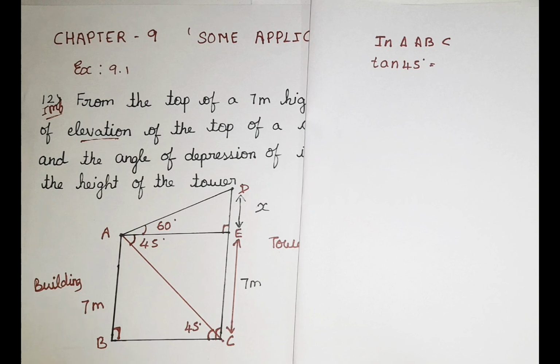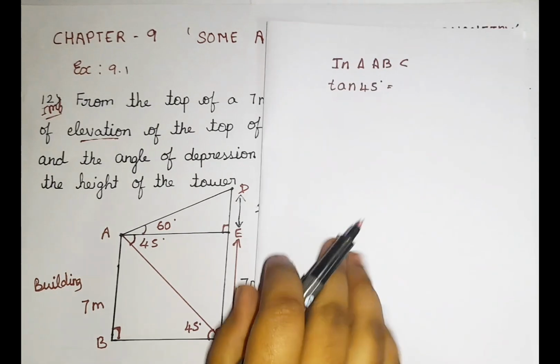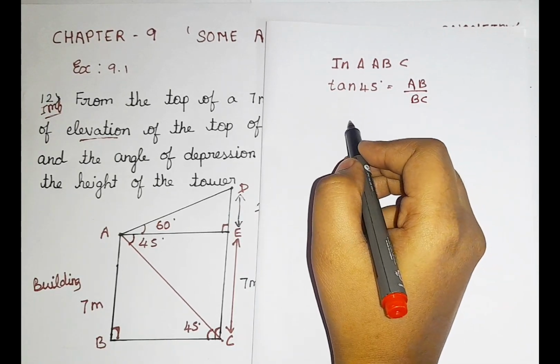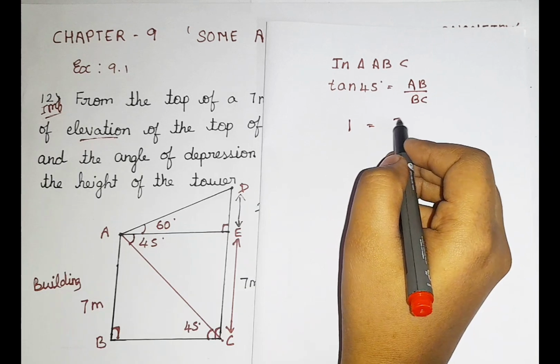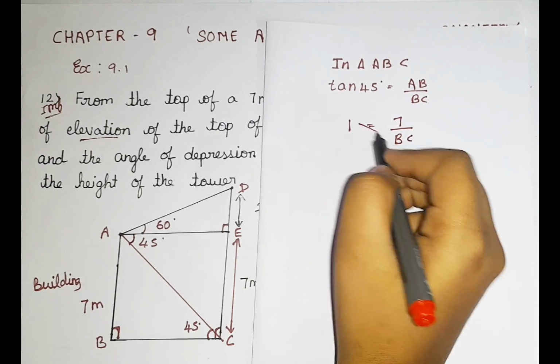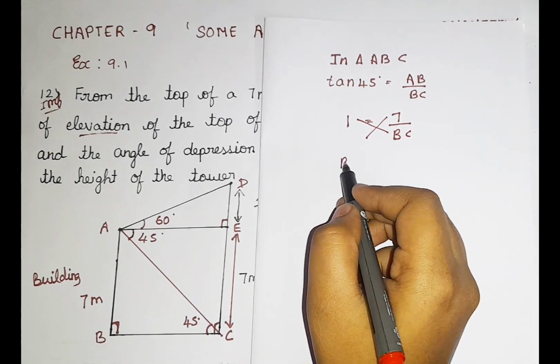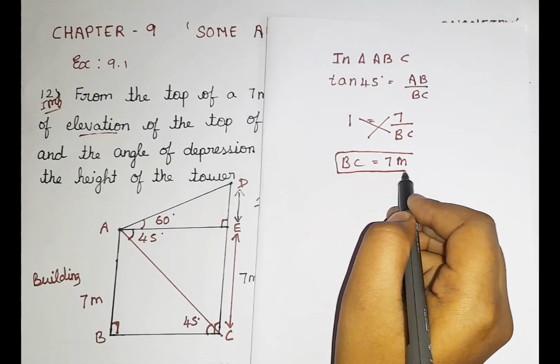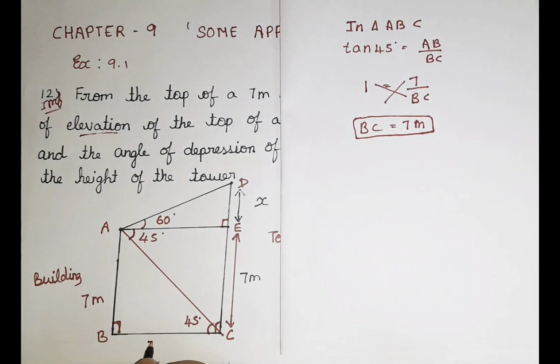Here we are supposed to write opposite side by adjacent side. What is the opposite side, guys? The opposite side is AB and the adjacent side is BC. So let's write AB by BC. Tan 45 degree value is 1, equal to AB value, which is 7, divided by BC. Let's cross multiply. We will get BC is equal to 7 meter. So BC is 7 meter.